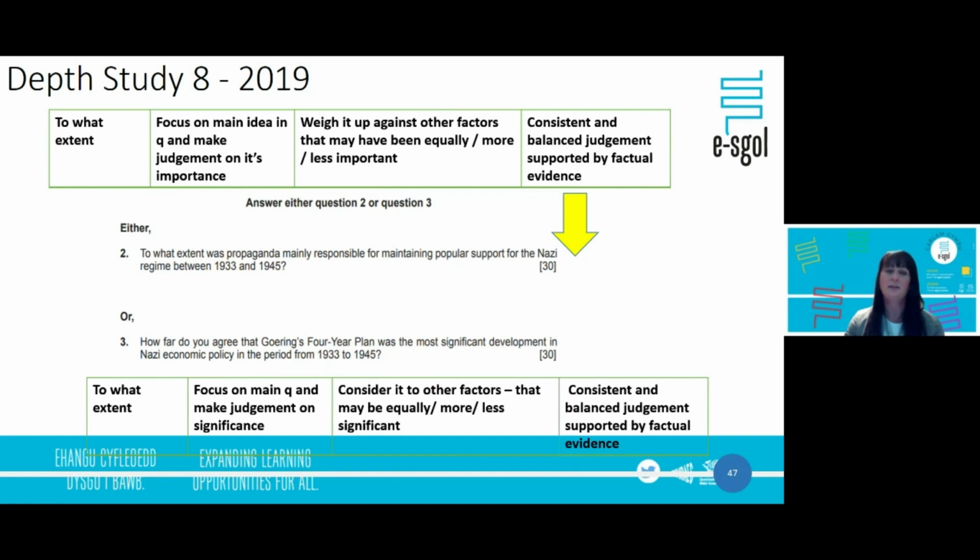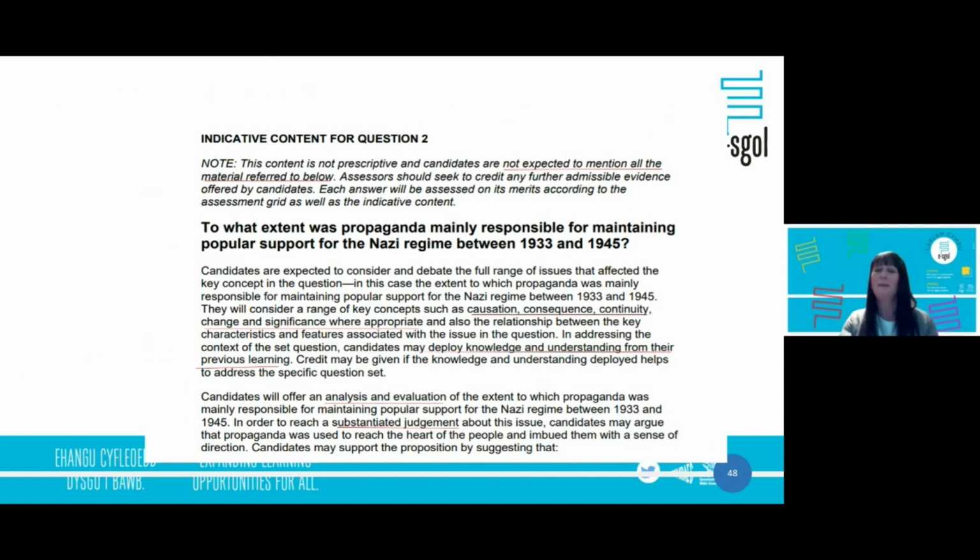So you need to look at the economic policy, you need to suss out Goering's 4-year plan, or was it something else? Okay, so to what extent, focus on the main question, make a judgment on its significance, consider it to other factors that may be equally more or less significant, and consistent balanced judgments needed throughout, supported by factual evidence. Okay, so with those two particular questions, I thought it would be useful for you to have the mark scheme that went with it.